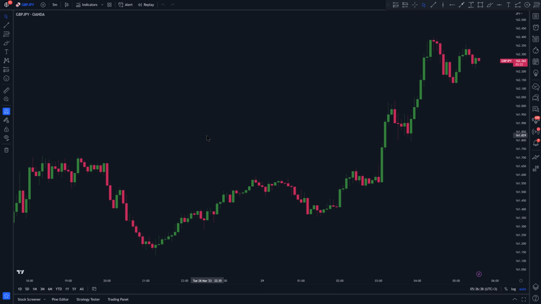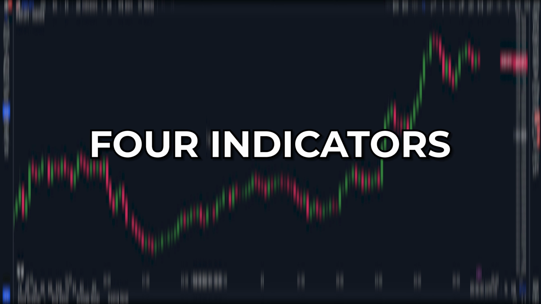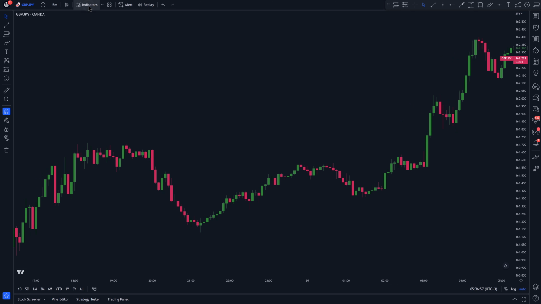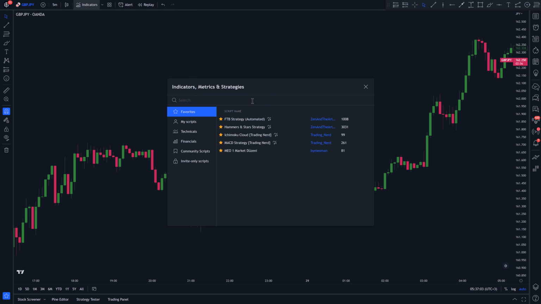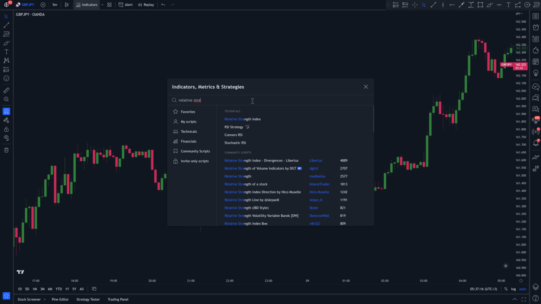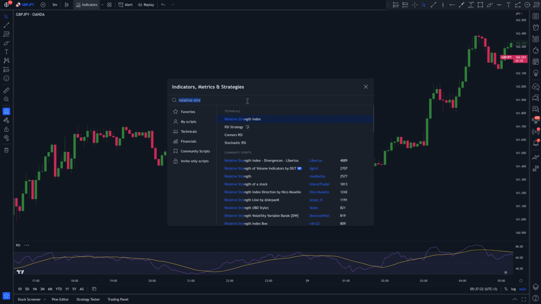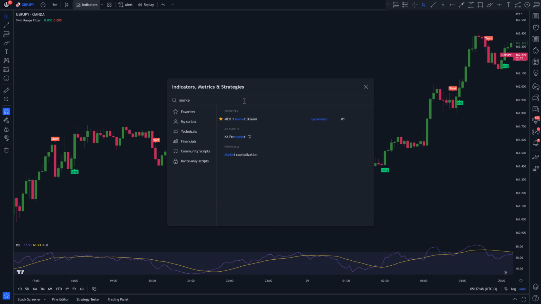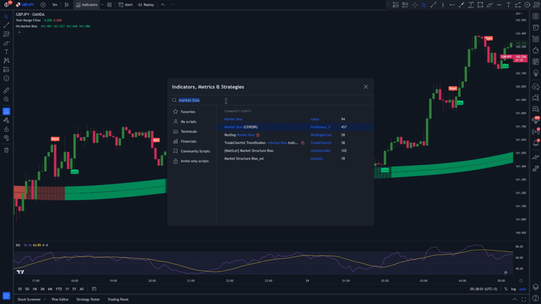Let's get into it. Now, this strategy consists of 4 different indicators. To add them to your chart, you're going to go to Tradingview and then click on Indicators and then start typing. The first indicator, which is also the core indicator of this strategy, is the Relative Strength Index. This one under Technicals. The second indicator is a Buy-Sell indicator called Twin Range Filter. This one by Colin MCK. The third one is a Trend Filter indicator called Market Bias. This one by Professor X. Last but not least, we're going to add a Stop Loss Placement indicator called Average True Range or ATR.